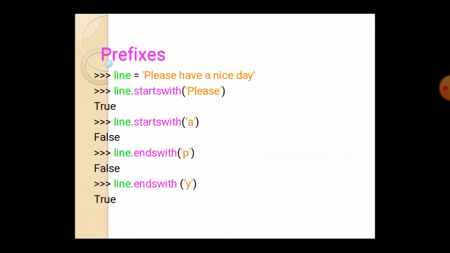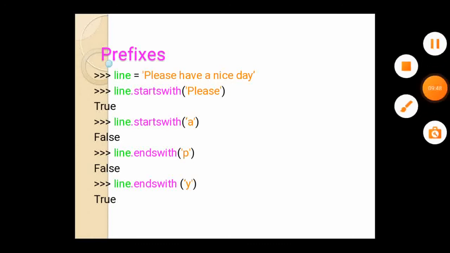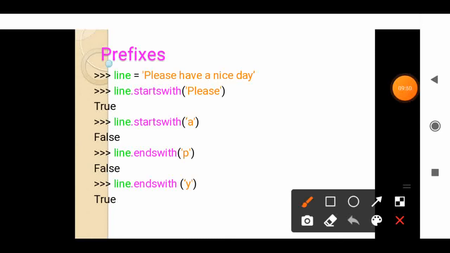The next function is the prefix method. Here also it will display the result as a boolean value, true or false only. There are two functions: starts with and ends with function. For the starts with function, listen, we have created the variable line equal to please have a nice day. So we have assigned the value please have a nice day to the line variable.